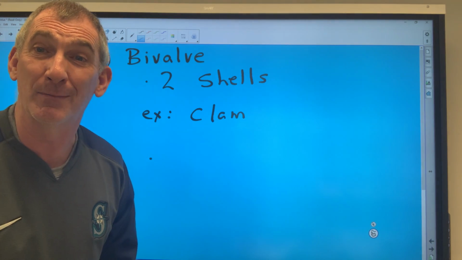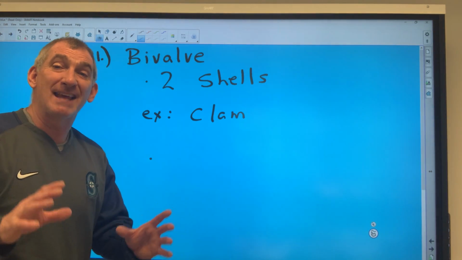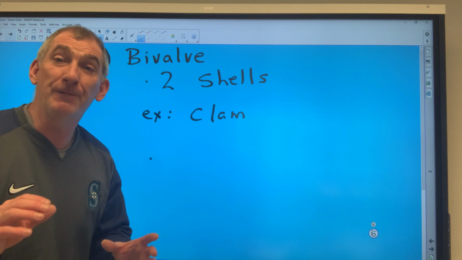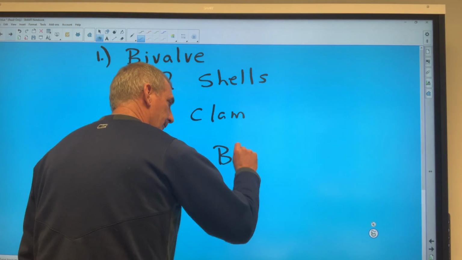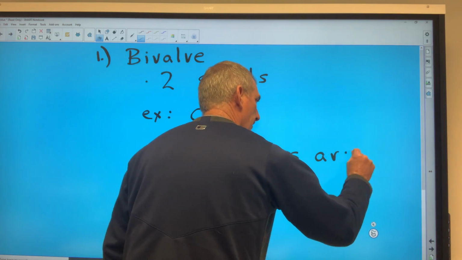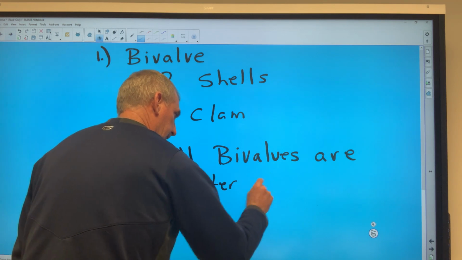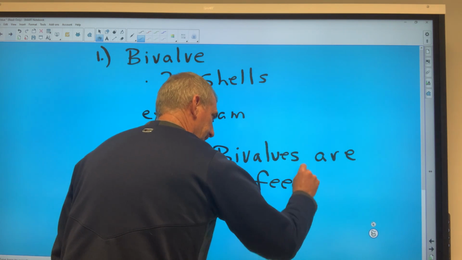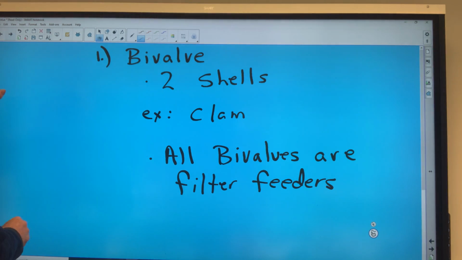How is a pearl formed? I got an extra bullet right here. And what we're going to write down is that all bivalves are filter feeders. One type of a mollusk is a bivalve.